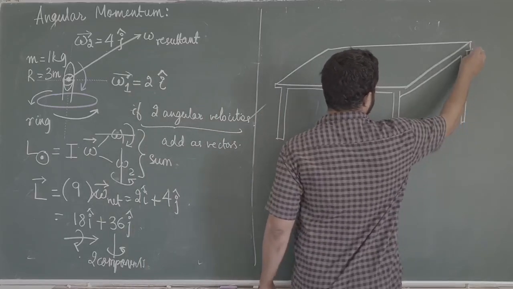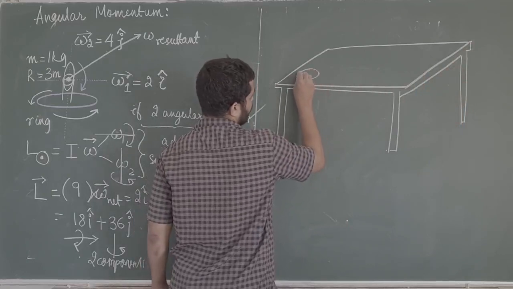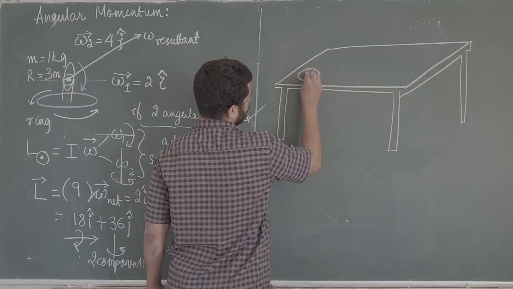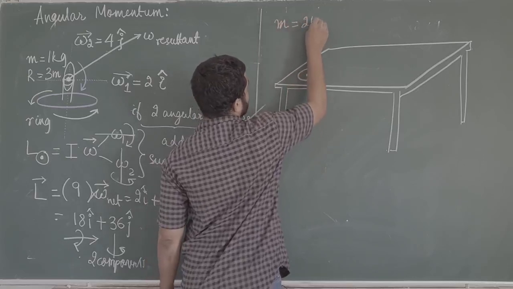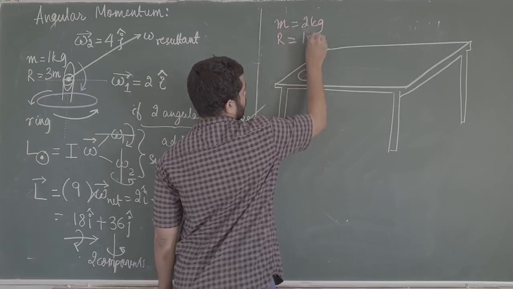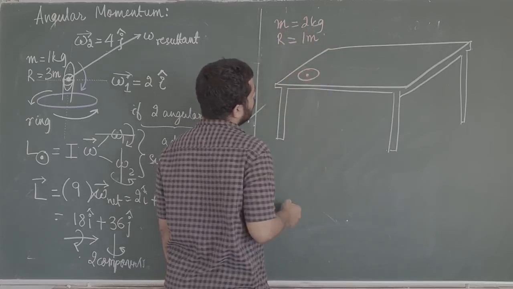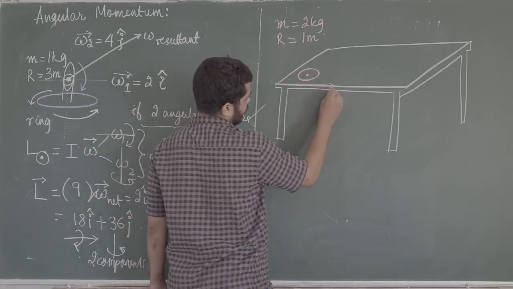And on this there is like a carom board, there is a striker. So this striker is a disc. Let us say the mass of the disc is equal to 2 kgs. Let us say the radius of the disc is equal to 1 meter. So this is a disc. Two things are happening at the same time. First of all, for us, this is our x direction.